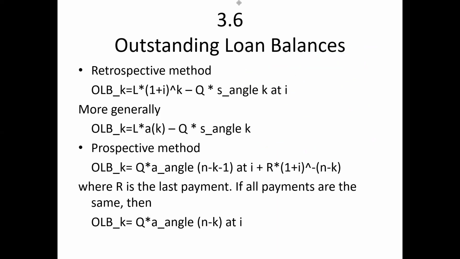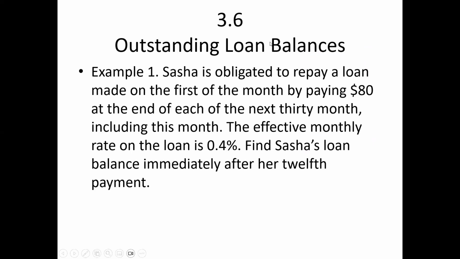All right, let's look at some examples. Example 1: Sasha is obligated to repay a loan made on the first of the month by paying $80 at the end of each of the next 30 months, including this month. The effective monthly rate on the loan is 0.4%. Find Sasha's loan balance immediately after her 12th payment.